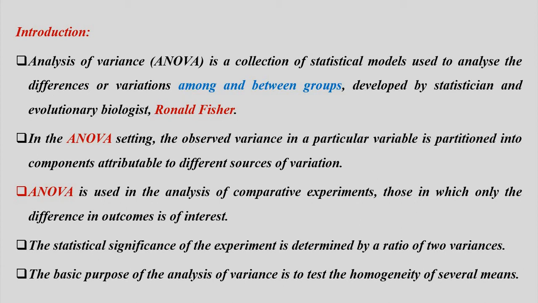ANOVA is used in the analysis of comparative experiments, those in which only the difference in outcome is of interest. The statistical significance of the experiment is determined by the ratio of two variances. The basic purpose of the analysis of variance is to test the homogeneity of several means.